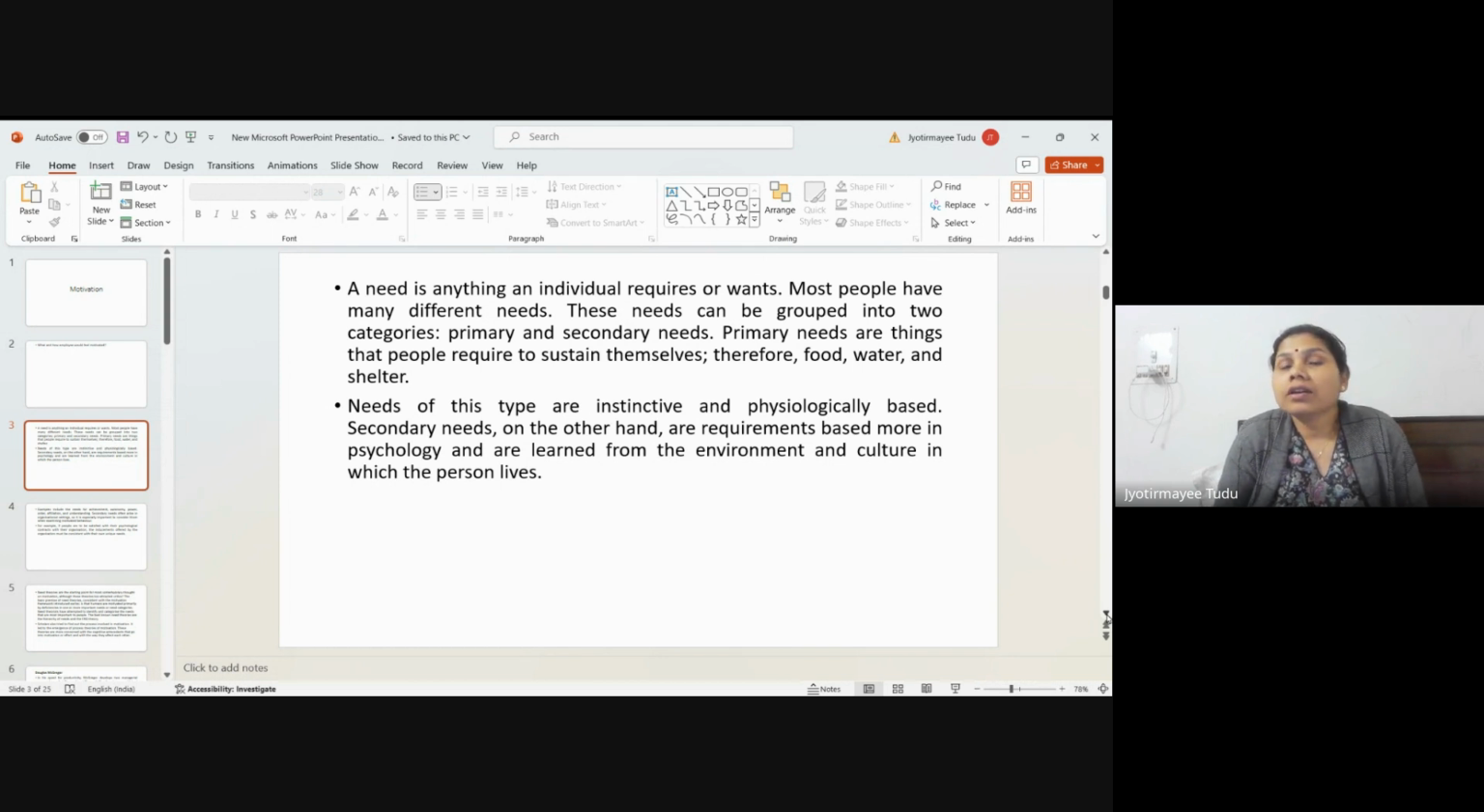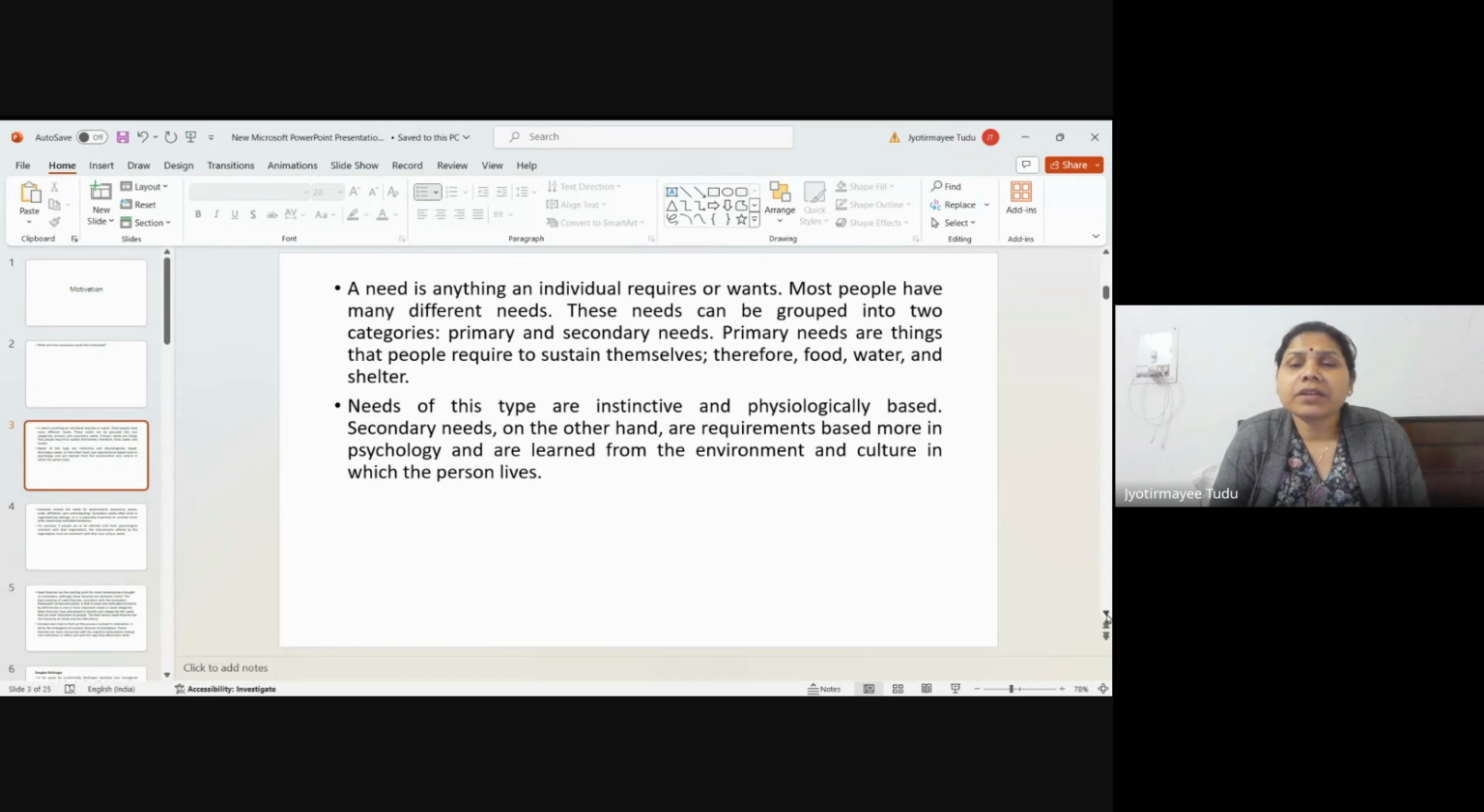Also to work hard so that they will improve their conditions, and their socio-economic status would be improved further. So while taking these broad directions into account, need matters here. An individual wants to work because he has certain requirements, certain wants, and most people have different kinds of needs, and these needs can be grouped into two categories, primary and secondary needs.